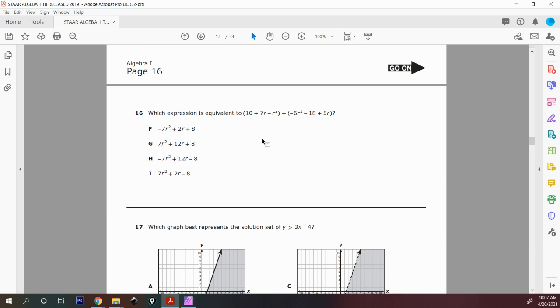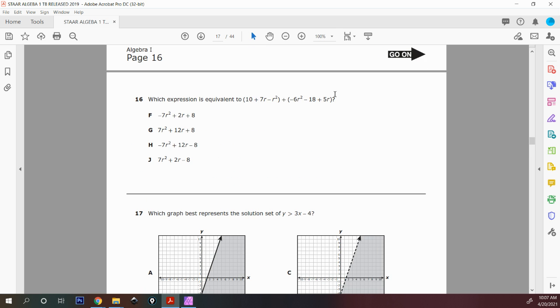Number 16, which expression is equivalent to all this? Now, what you could do is, I don't like the R's. I would do X's. You can do 3, store X in the calculator. I don't know why it does that weird writing thing. But you can do 3 store X, type this in the calculator and get a number. Then type your answer choices in the calculator and see which one gives you the same number this one did.